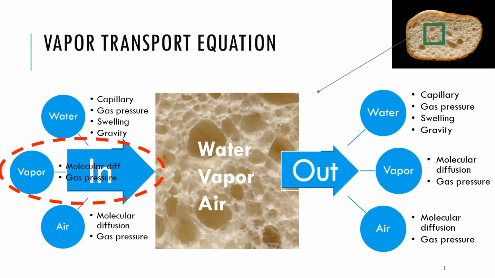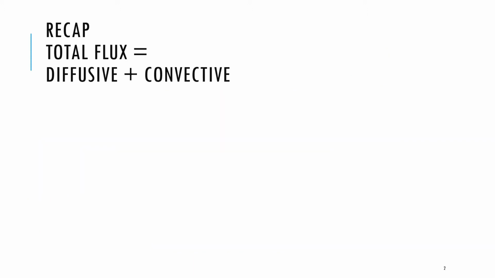So after water, we now derive the transport equation for vapor. Again, we will follow the clearly defined mechanisms for this transport. So for vapor, the transport mechanisms are molecular diffusion and gas pressure driven flow. We're going to develop considering these two mechanisms.